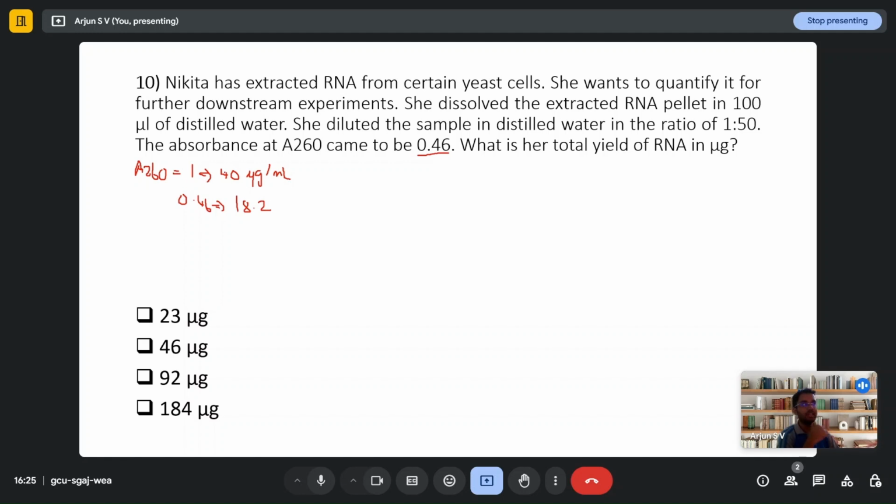So I hope everyone, if you're watching this recorded video on YouTube, you are getting this. Your absorbance of 1 means that there are 40 microgram per ml of RNA, which is also in the slides in these lectures as well. And so if you have 0.46 of absorbance, you will be having 18.2. So 0.46 into 40 divided by 1, which gives you 18.2 microgram per ml.